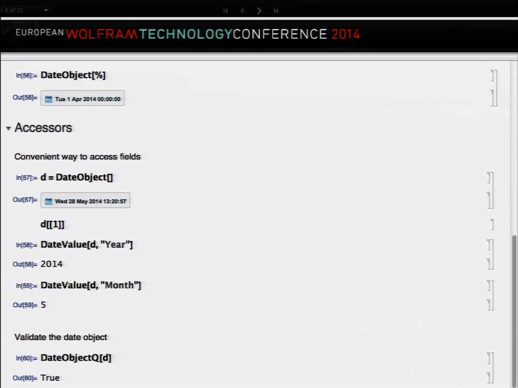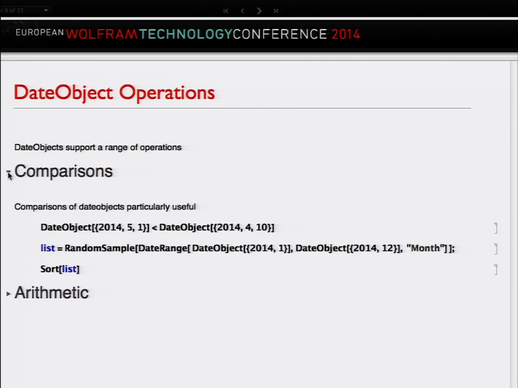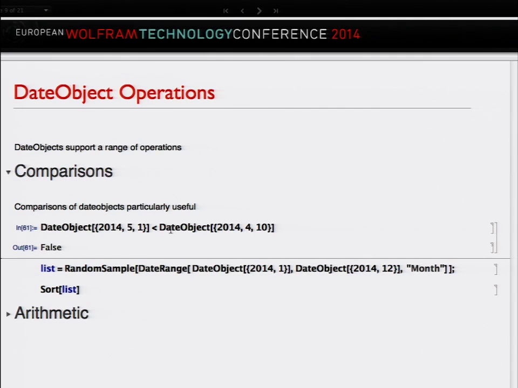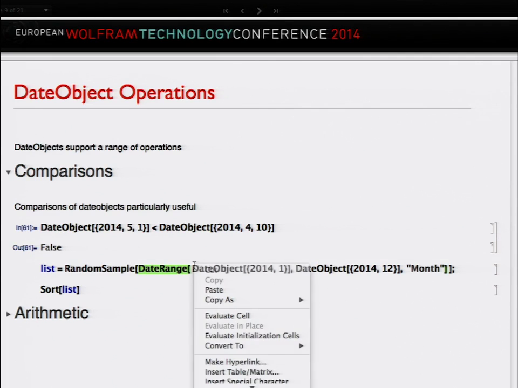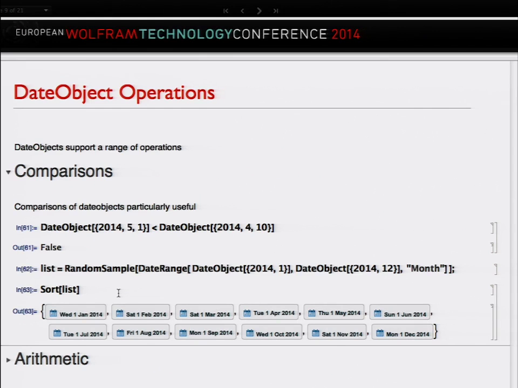Then we also have date object Q, that tells you whether this is a valid date object. We can do comparison functions on date objects. Kind of nice, dates are ordered. There's an ordering with dates, so we can say whether one date happens before another one. And so we can make a whole load of dates, and then we can sort. So that's quite useful.